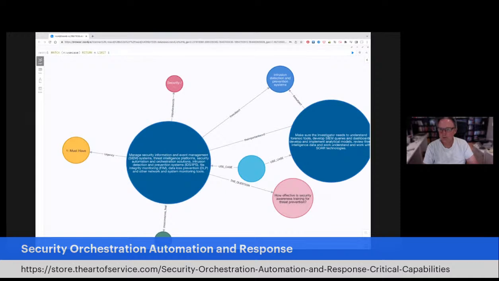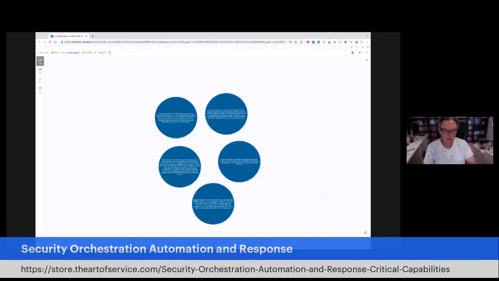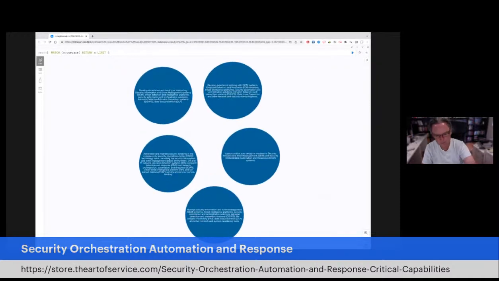So this is the number one, but if I want to drill down a little further, I can find out what the 5 highest urgent and prioritized criteria are. Let's go and have a look at that one. And then the one we just saw will pop up as well. These are the 5 most important ones in SOAR to take care of for critical capabilities.